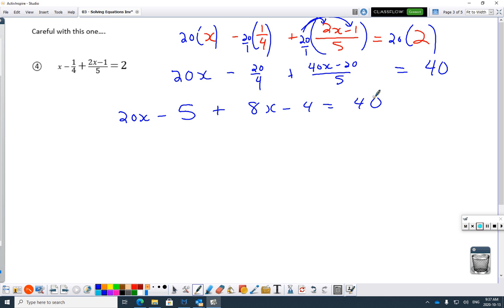Okay, here's the review, if you're feeling overwhelmed because all of this stuff flew out of your brain from a week ago. Here's what I taught the week before. Collect like terms. 20x and 8x go together for 28x.